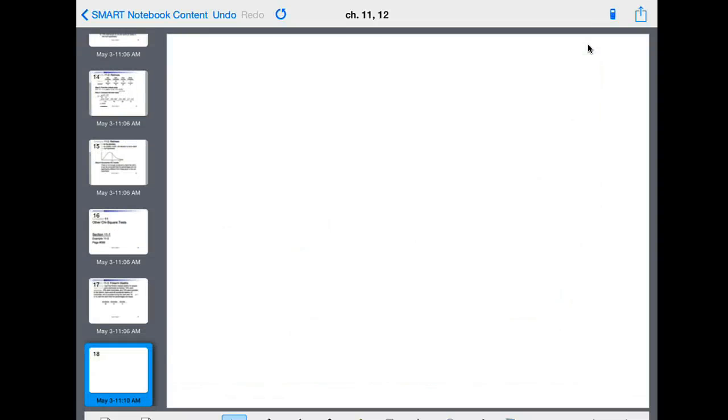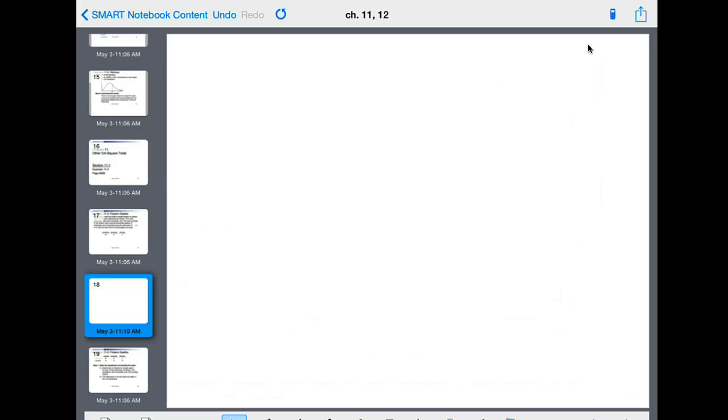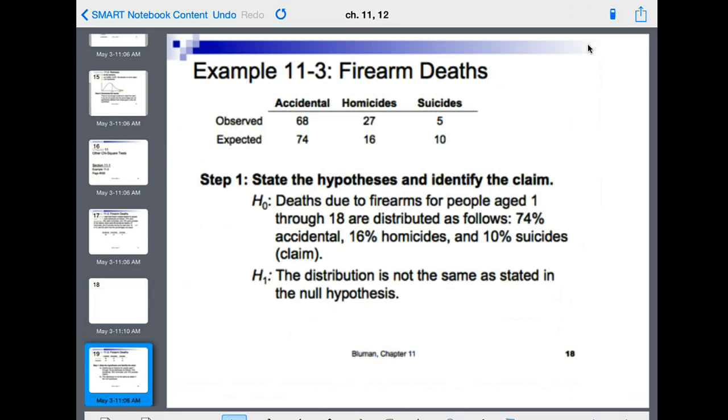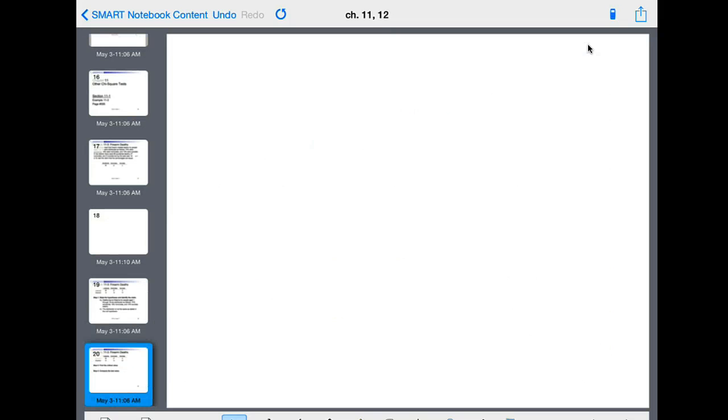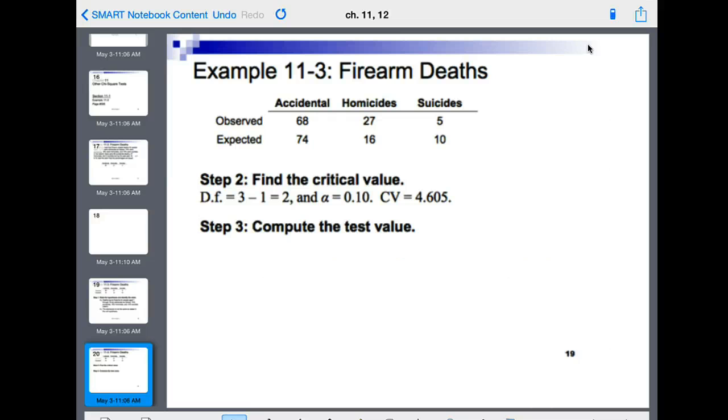So if we look at the next value here, I'm just going to go here. Here are our hypotheses. The deaths due to firearms at age 18 are distributed as follows: 74%, 16%, and 10%. The distribution is not as stated. Now there were 100 people here, so 100 people at these percentages means there should be 74 accidental, 16 homicide, and 10 suicides expected. So we have to find our critical value now. 3 categories minus 1 is 2. Alpha 0.1, it's 4.605 is our critical value.